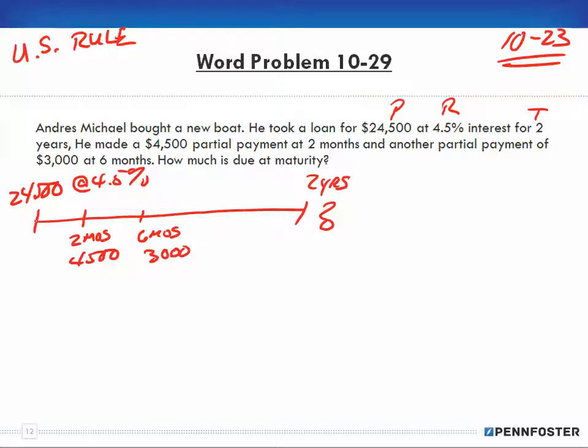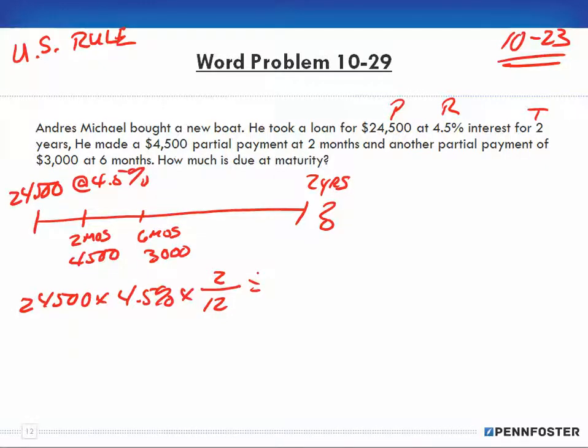We have to calculate the amount of interest for the 2 months first. To do that, we're going to take the 24,500 and multiply it by the 4.5%. And since it's 2 months, 2 goes in the numerator and 12 goes in the denominator, because that's an annual amount. We do the math.